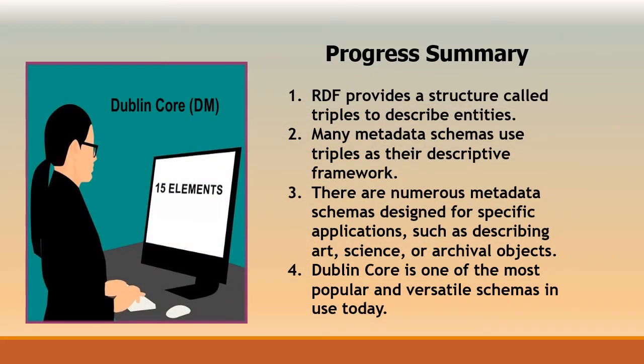We now know that RDF provides a structure called triples to describe entities. We know there are many metadata schemas that use triples in their descriptive framework. We also know that there are numerous metadata schemas designed for specific applications, such as describing art, science, or archival objects. And finally, we know that Dublin Core is one of the most popular and versatile schemas in use today.